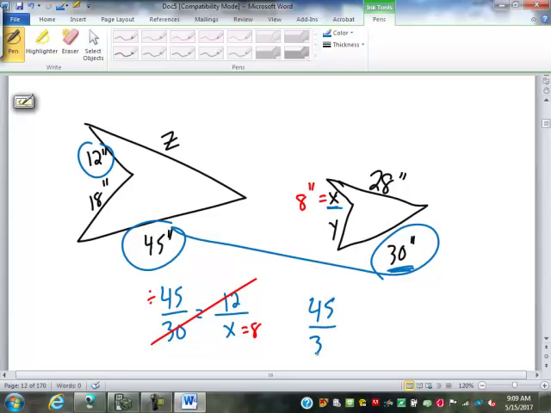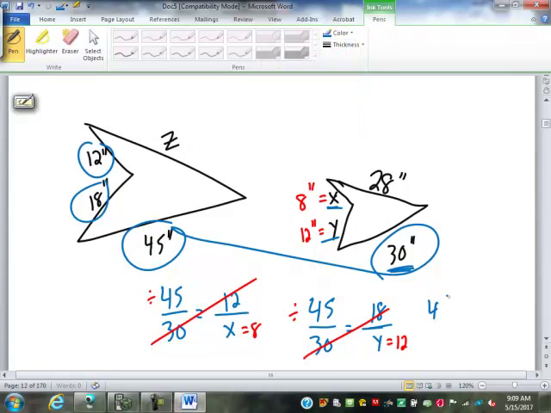So I'll stick with my same setup, 45 over 30. I'm looking for Y now. Y goes top or bottom? It's going to go on bottom. And what goes above it from the other figure? 18 corresponds to the Y. So we cross multiply and divide. 30 times 18 is 540, divided by 45 is 12. So Y is 12 inches.